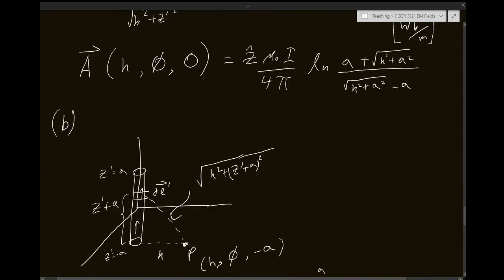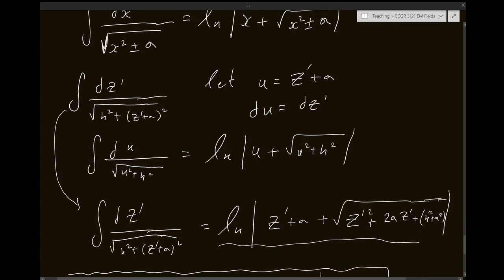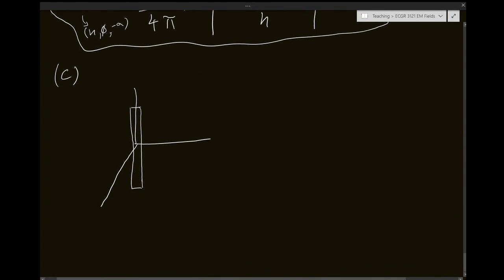Okay. Yeah, so I wanted to do the general part now, where the point could be really anywhere, right? So here I'm going from Z prime equals minus A to Z prime equals A, and the point is at any general point. It's at R, phi, Z. Right? So what does that mean?